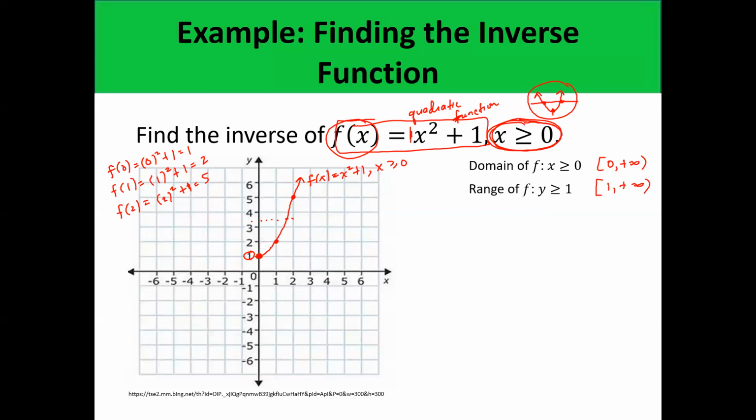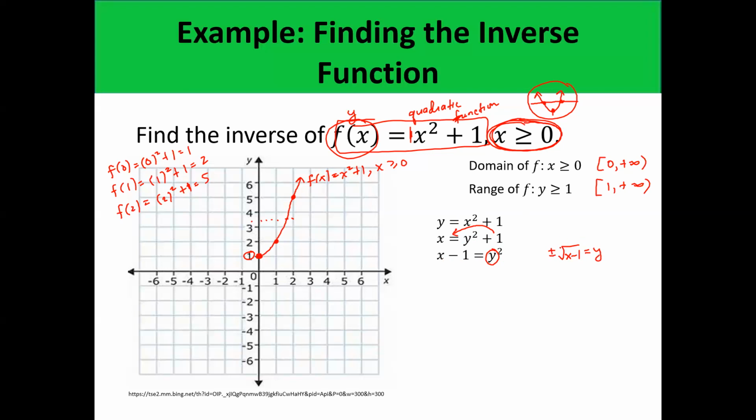Okay, now let's take the inverse. So we need to replace f of x by y. So y is equal to x squared plus 1. And then we interchange x and y. So the equation becomes x equals y squared plus 1. And then we're going to solve for y. So transposing 1 to the left side will give us x minus 1 equals y squared. However, if we solve for y, we have to use the square root property. So which means that y is equal to the positive negative square root of x minus 1.